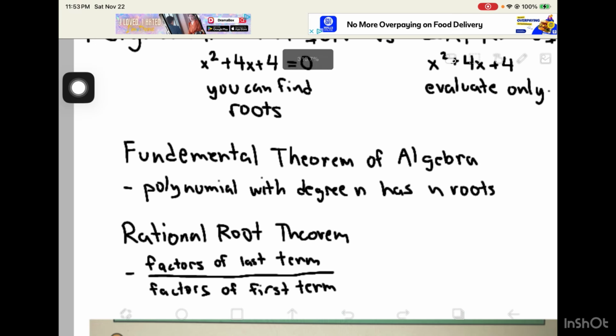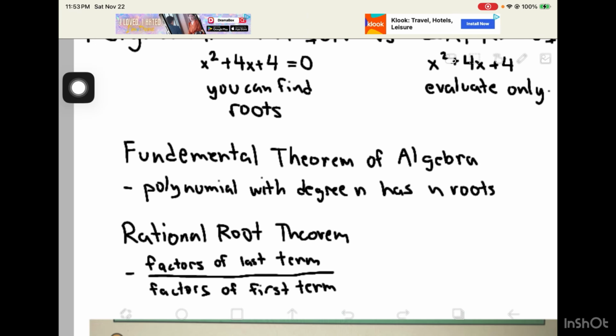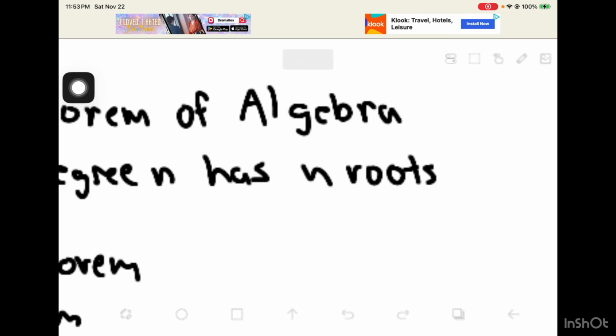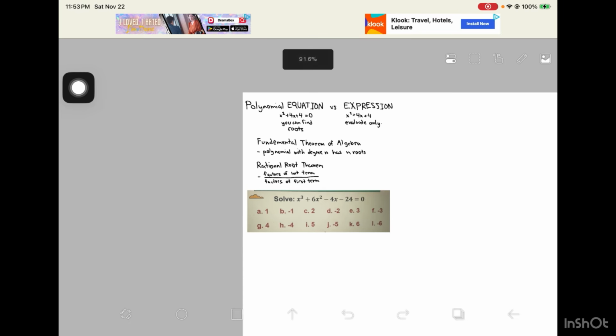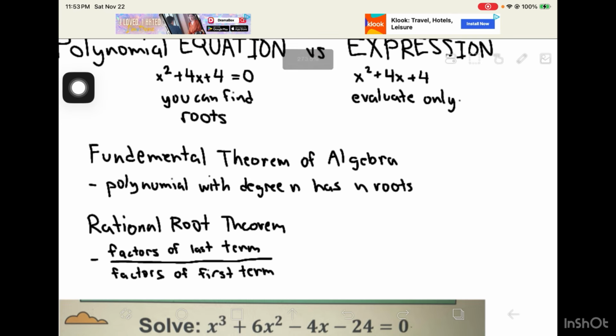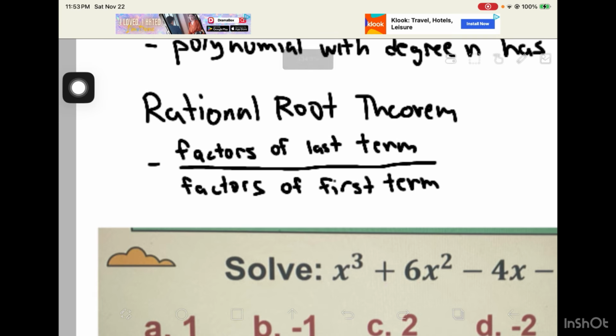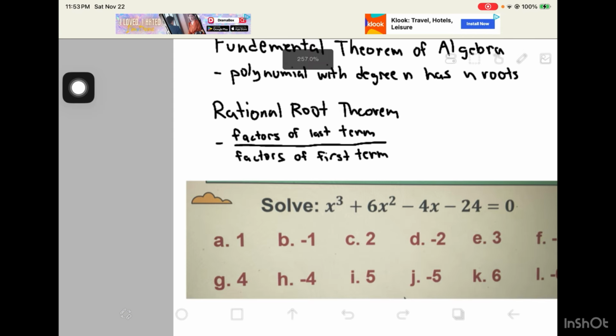And then, I think these are the two most used theorems. The fundamental theorem of algebra: a polynomial with degree n, where n is the highest degree, has n roots. So this will help us figure out how many roots we have in a polynomial. And secondly, we have the rational root theorem. The rational root theorem is the factors of the last term over the factors of the first term. So we just need to list all of those possibilities.